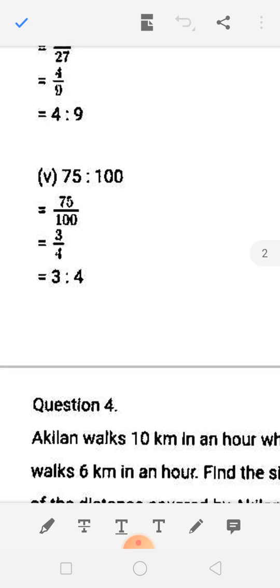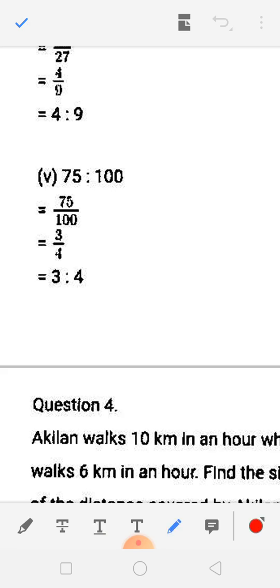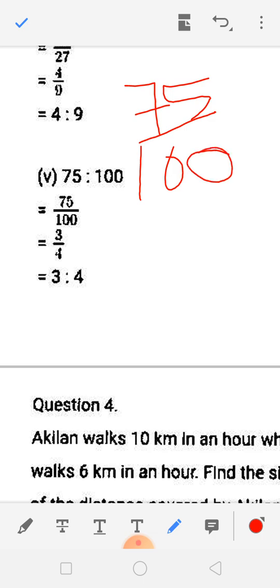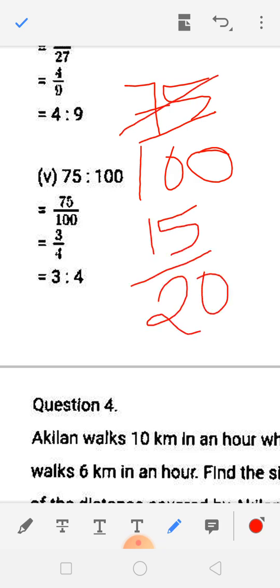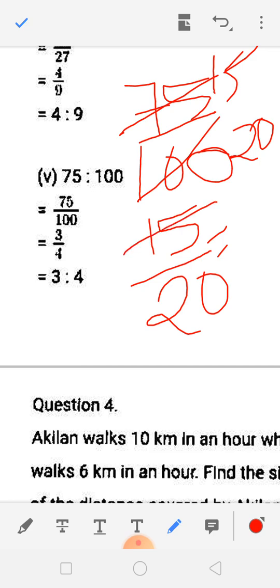And then 75 ratio 100. So 75 by 100. Use the fifth table first of all. You can use small tables also. 15 5s are 75, 20 5s are 100. Again we have to cancel it, again fifth table. 3 5s are 15, 4 5s are 20. So the answer is 3 by 4. I can write 3 by 4 as 3:4, 3 ratio 4.